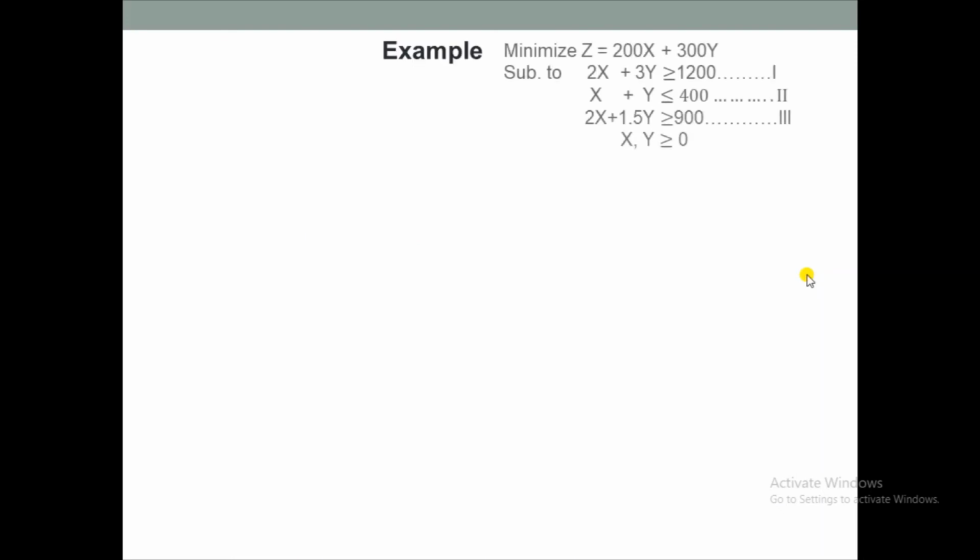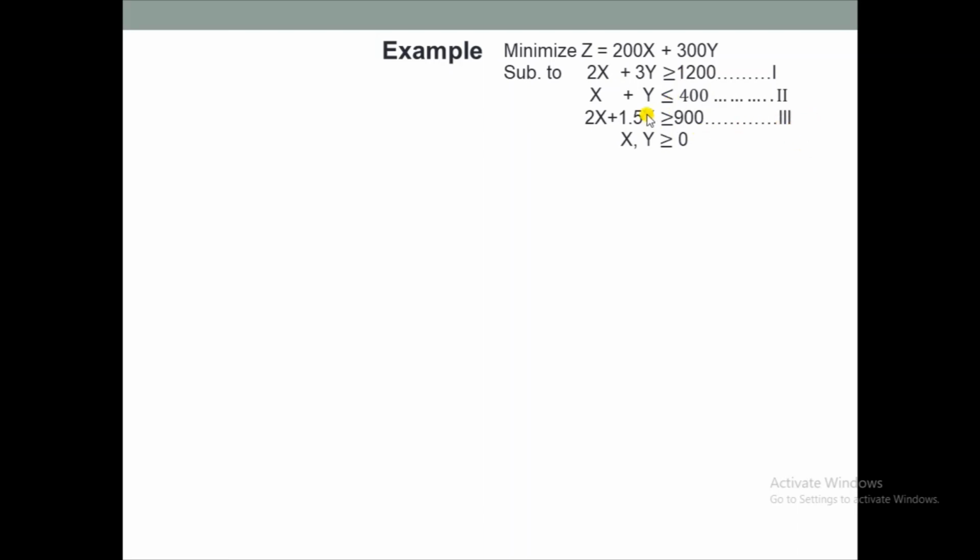Let's see one more example, or one more different type. The problem is: minimize z equal to 200x plus 300y, subject to 2x plus 3y greater than or equal to 1200. Second is x plus y less than or equal to 400. Third is 2x plus 1.5y greater than or equal to 900, that is constraint number 3, and x, y greater than or equal to 0. So here also we have different types of constraints, lesser than and greater than.